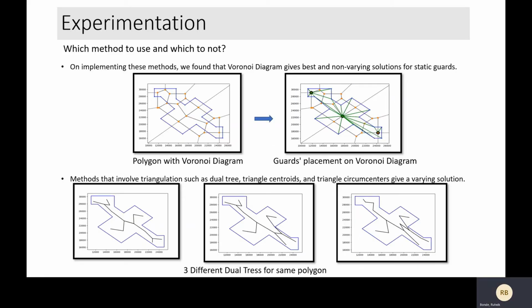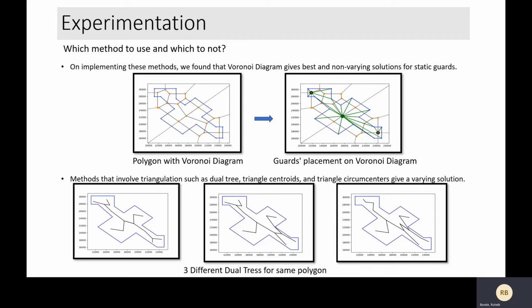Now we'll look at the experimentation. In the previous slides, we saw so many methods like Voronoi diagram, string polygon, skeleton, triangulation, dual tree. Now, which method should we prefer and which method should we not?